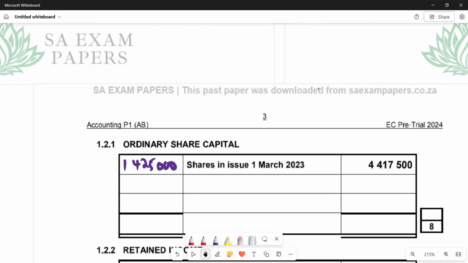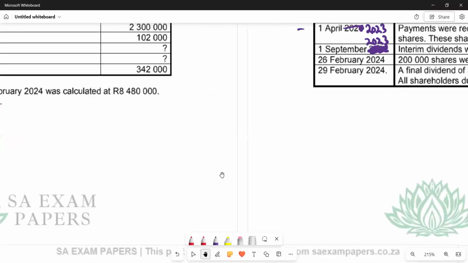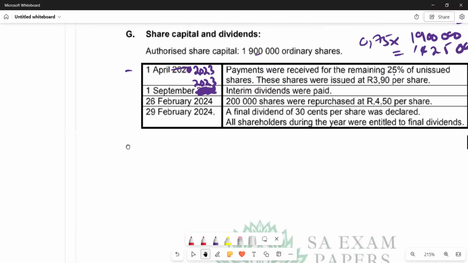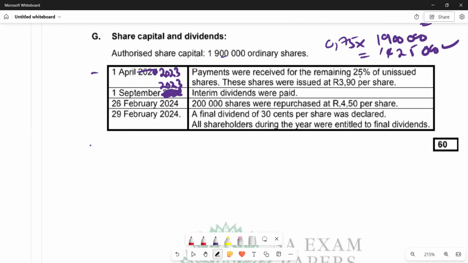Then we can now indicate the shares that were issued on 1 April. So we are going to say shares issued during the year. Let's verify the value per share. On 1 April, we have shares that were issued, with payment received for the remaining 25% of unissued shares. These shares were issued at 3.90 rand, and they are 25%.